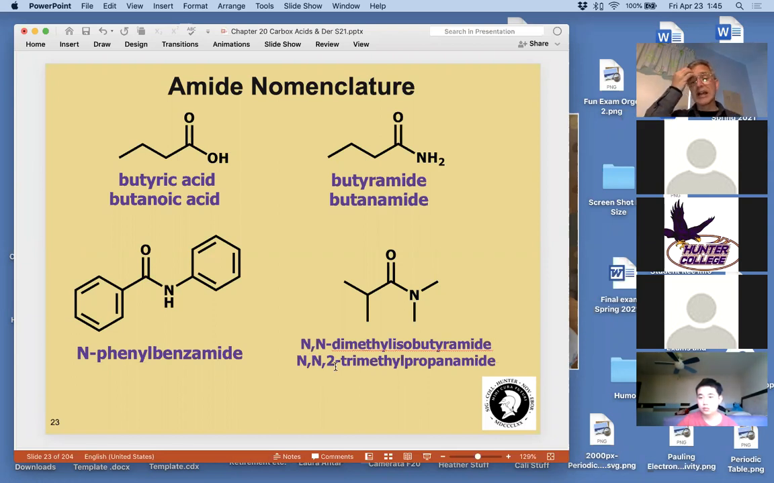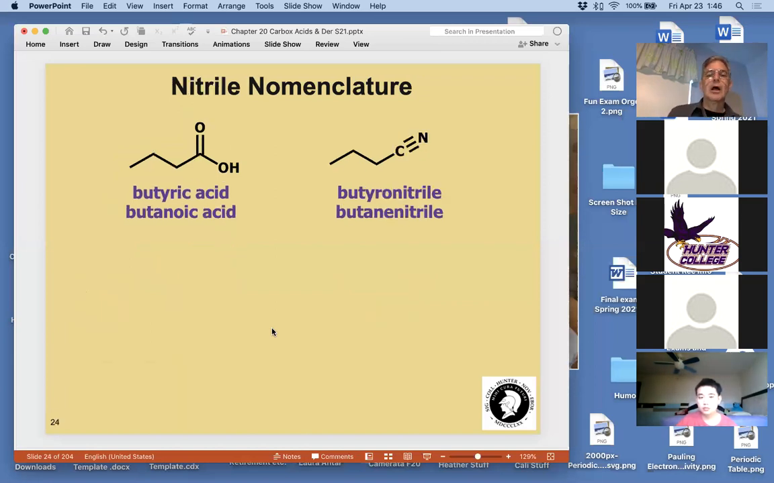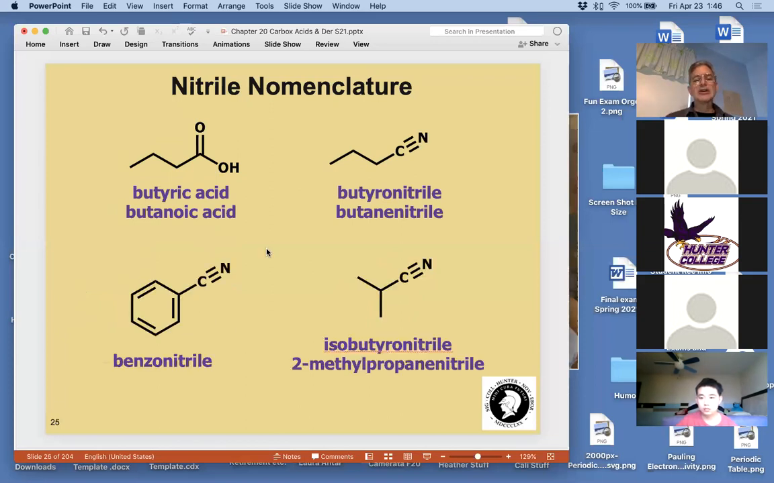Nitrile, I don't know exactly what the polymer is for nitrile gloves, but they're very resistant to chemicals and they're not allergic. I greatly prefer latex, thank you. So butyronitrile, butanenitrile. This is benzonitrile. This is isobutyronitrile would be the most common name for that, or 2-methylpropanenitrile. Again, for carboxylic acid derivatives, simple compounds generally use the common names in common usage.